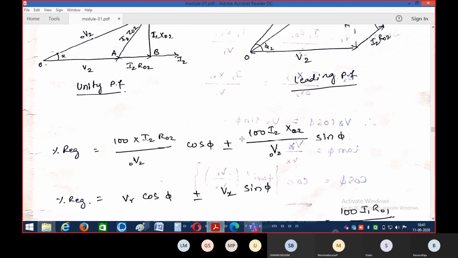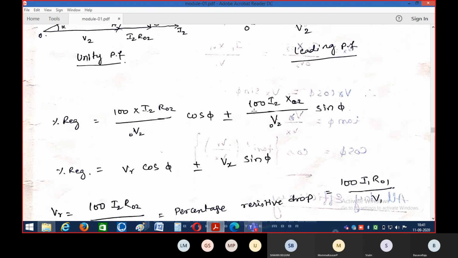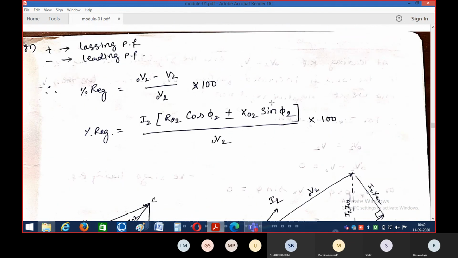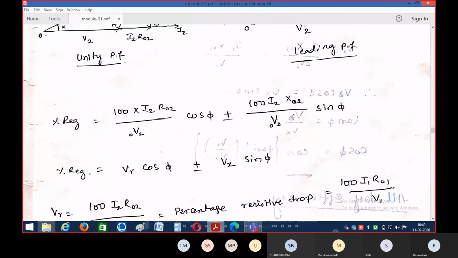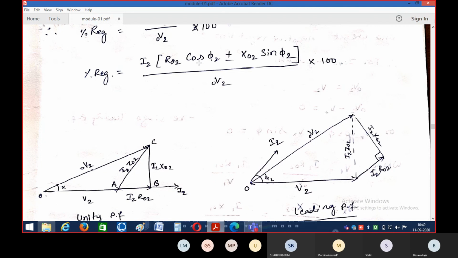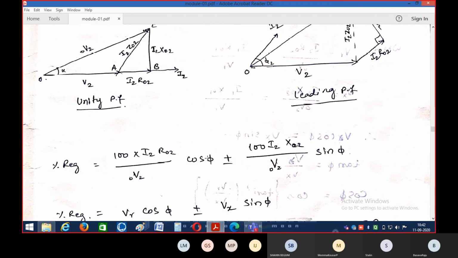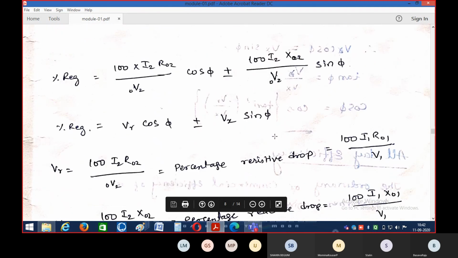So again, the formula which we have above gets simplified. The percentage value of voltage regulation, I have simplified like this: I2 R02 cos phi 2 divided by V20, right? So I can simplify this as percentage voltage regulation equals 100 into I2 R02 divided by V20 into cos phi, isn't it? I2 R02 cos phi divided by V20 plus or minus 100 into I2 X02 divided by V20 into sin phi.